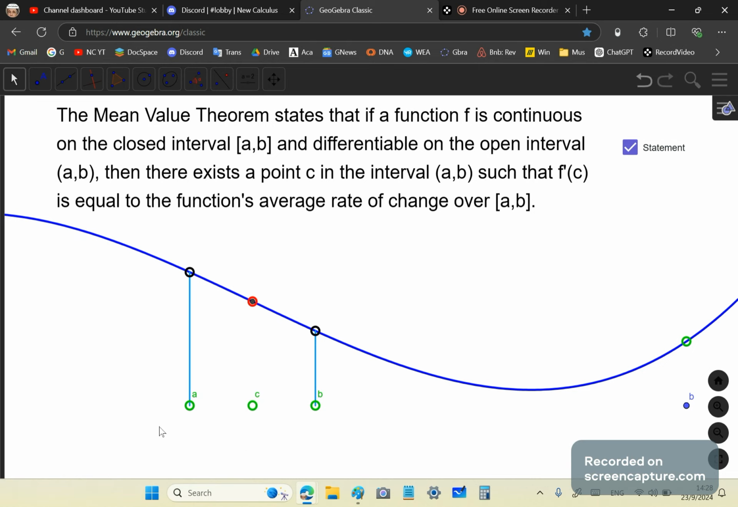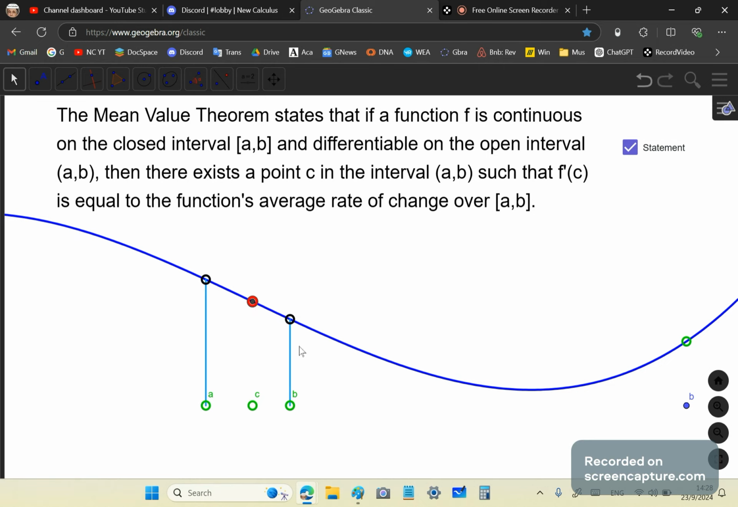Let's see what happens. There's not even a single AB that will satisfy this. There's not even one, by the way. There's not even one AB that will work if C is an inflection point. And this is so because there is no tangent line at the point of inflection. And if there's no tangent line, there's also no derivative.